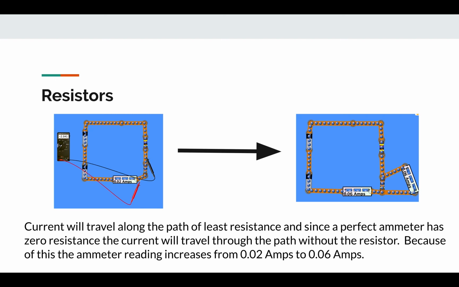Okay, onto resistors. In this case, we are replacing the voltmeter with an ammeter in parallel with a 100 ohm resistor and looking at what happens to the current through the other ammeter. Current will travel along the path of least resistance, and since a perfect ammeter has 0 resistance, the current will travel through the path without the resistor. Because of this, the ammeter reading increases from 0.02 amps to 0.06 amps.